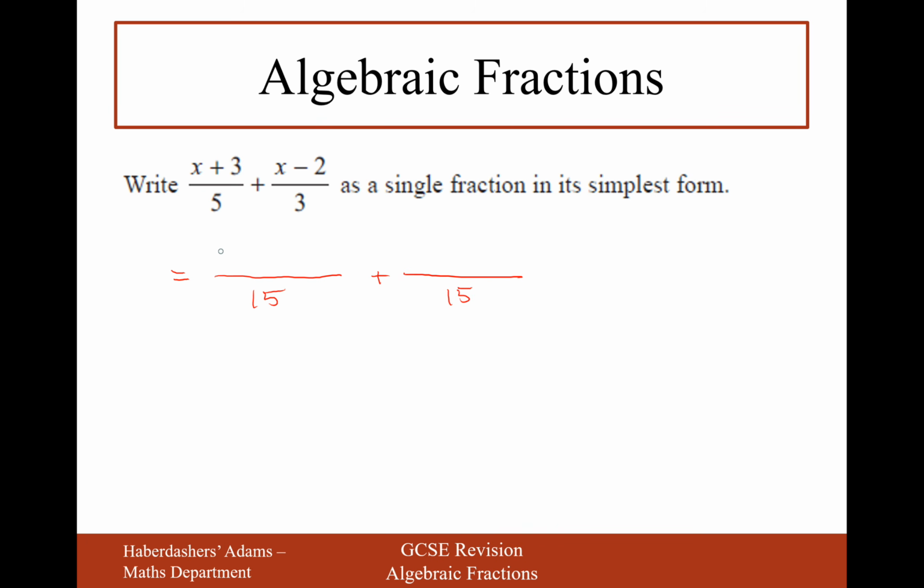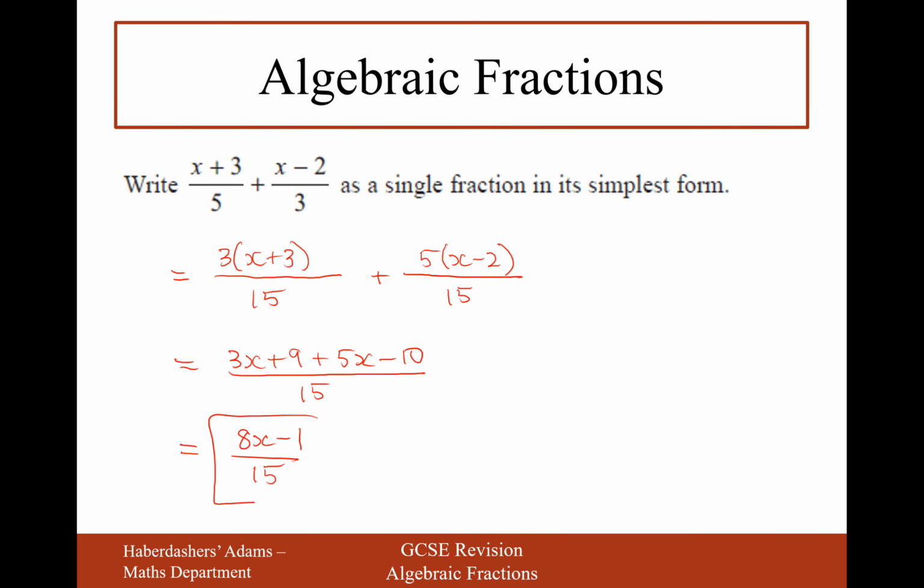So on the left-hand one, we're going to need to multiply the numerator on this one by 3. And on the numerator of this one, we need to multiply it by 5. So we'll expand the brackets. 3x plus 9 plus 5x minus 10. And that's all going to be over 15. So now we'll simplify it, it'll be 8x minus 1 over 15.